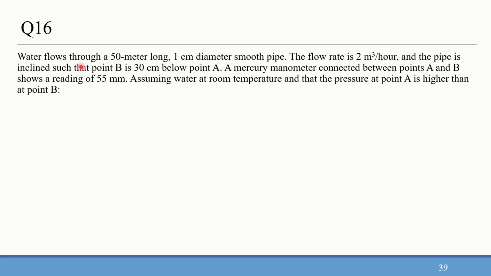Water flows through a 50-meter long, 1 centimeter diameter smooth pipe, and the flow rate is 2 meter cube per hour. The pipe is inclined such that B is 30 centimeter below point A, and a mercury manometer connected between A and B shows a reading of 55 mm. Assuming water at room temperature and that pressure at A is higher than at point B.